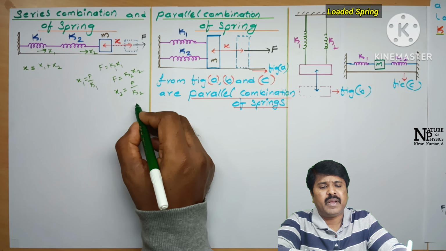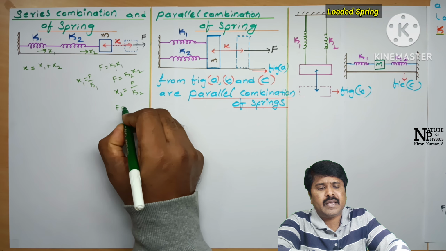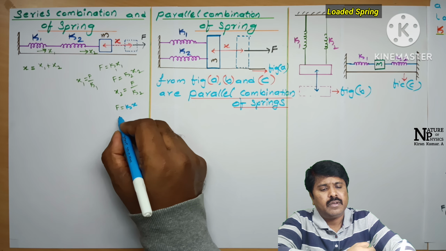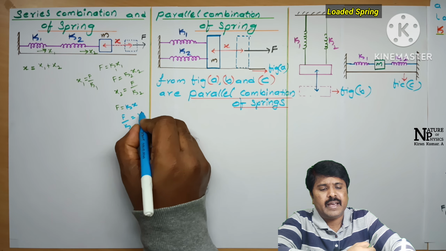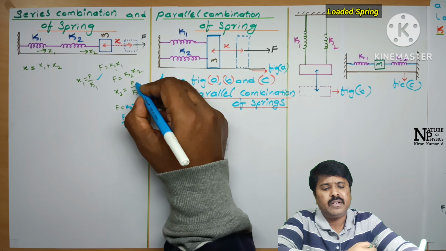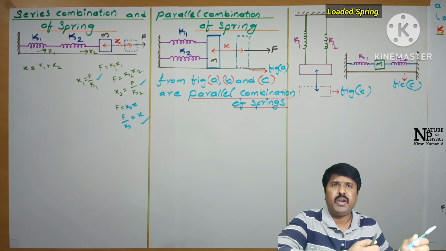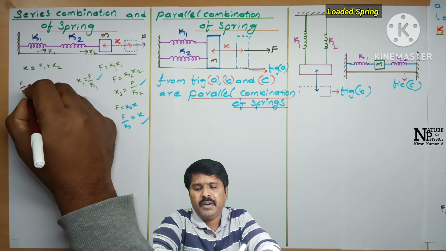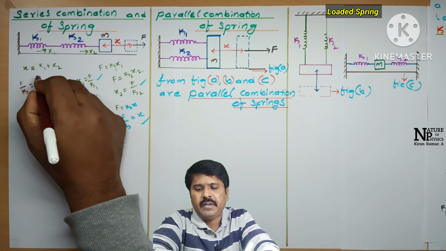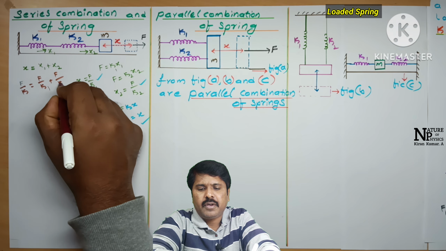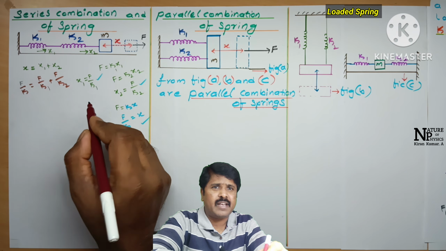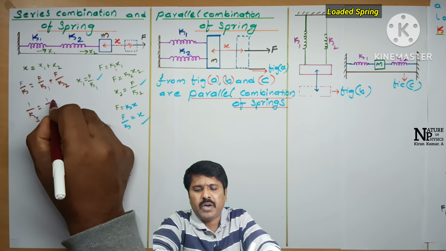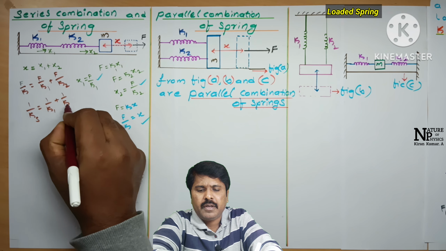Both are replaced in the above equation. Also we can replace F is equal to Kx, so that F by K is equal to x. So x is equal to F by K, which is equal to F by K1 plus F by K2. Student, the force is common and cancels, so that 1 by K, the series combination Ks, is equal to 1 by K1 plus 1 by K2.